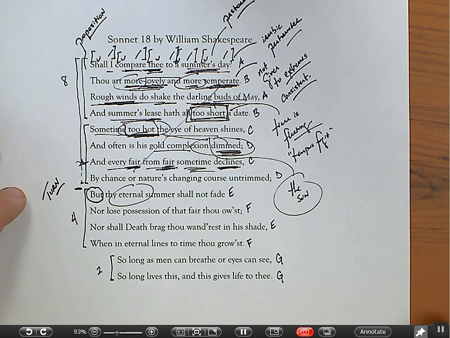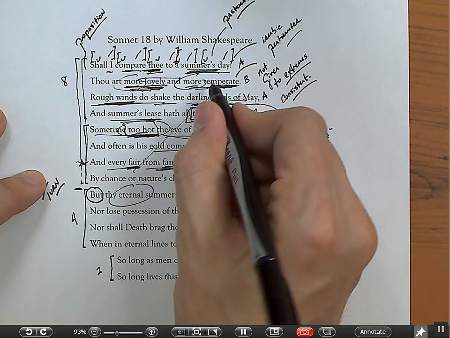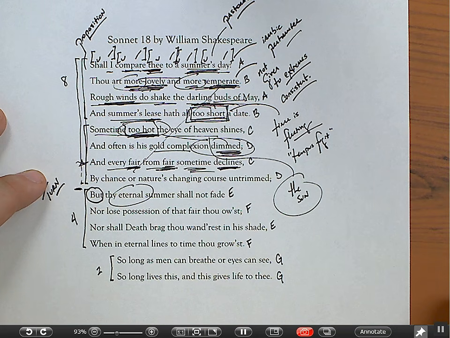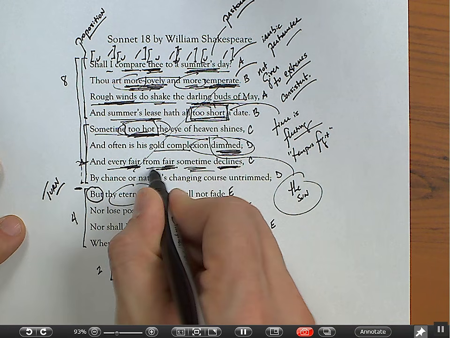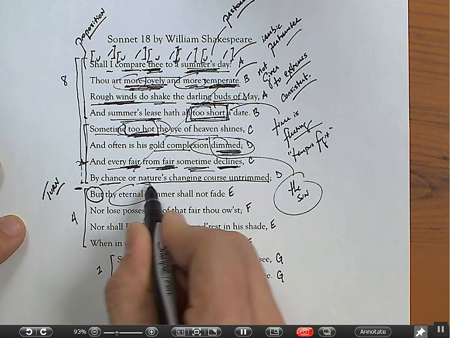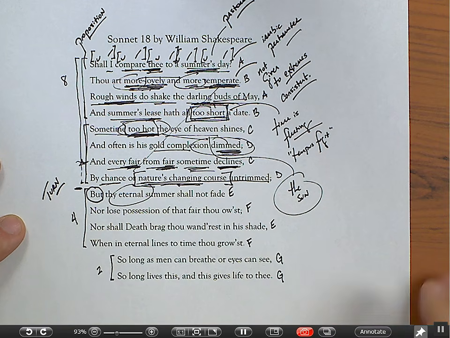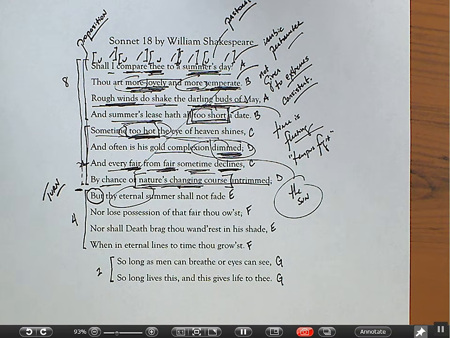The natural world, it seems, is not an adequate comparison for his beloved, because she is more lovely than all of these things. And she's also more temperate. She's more even, more balanced, more consistent. Every fair from fair sometime declines by chance or nature's changing course untrimmed. Nature and the course it takes changes constantly. It ages, flowers wilt, summers fade, beauty wrinkles.